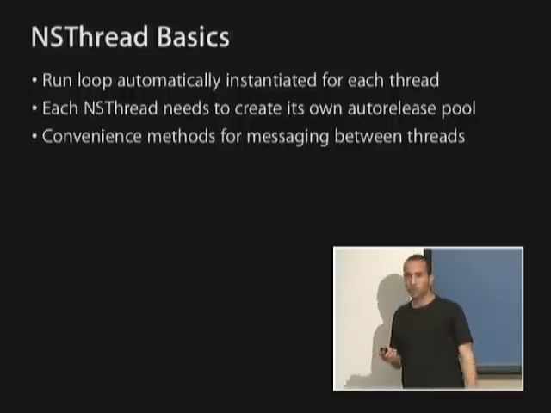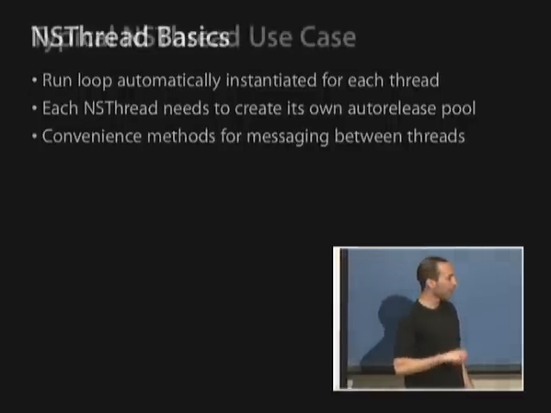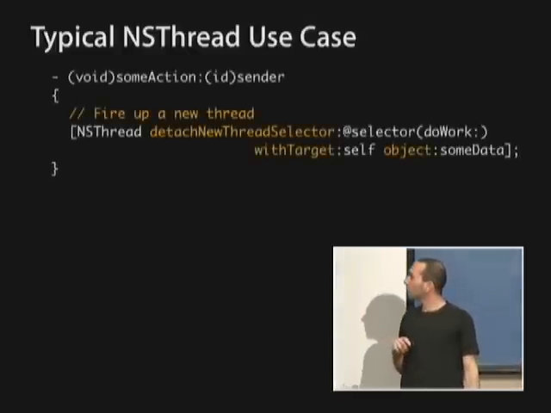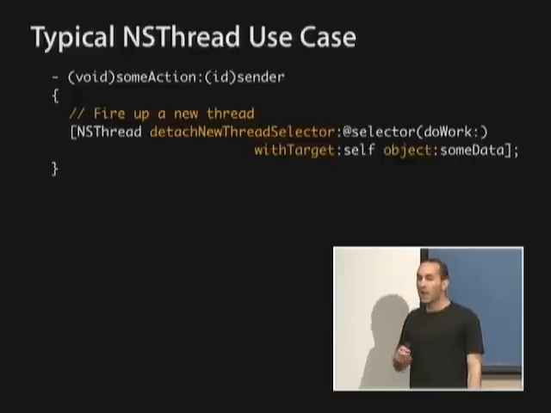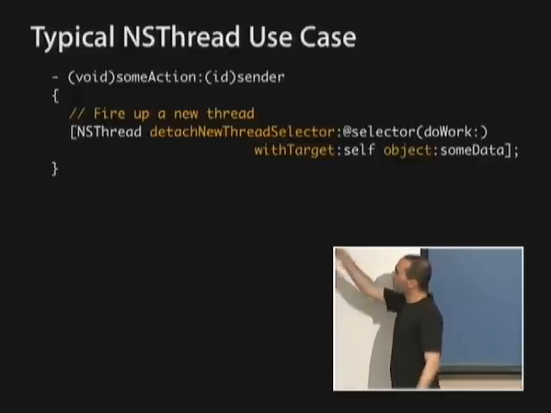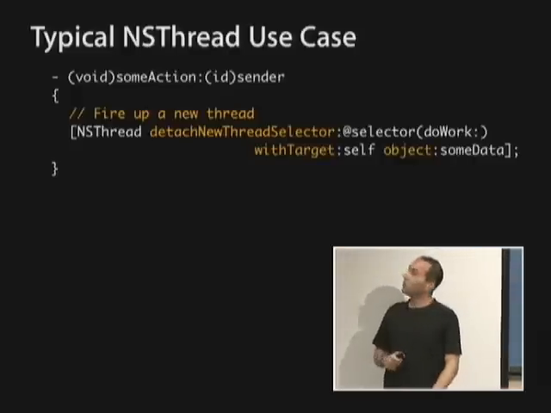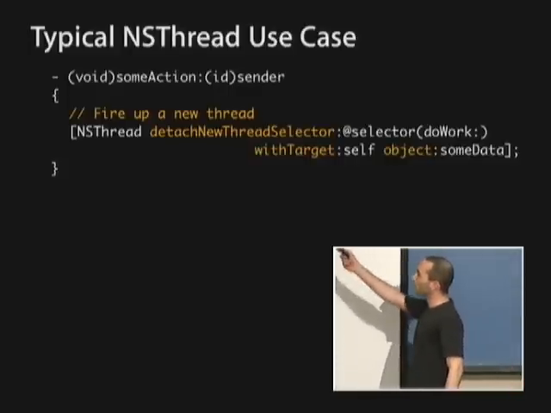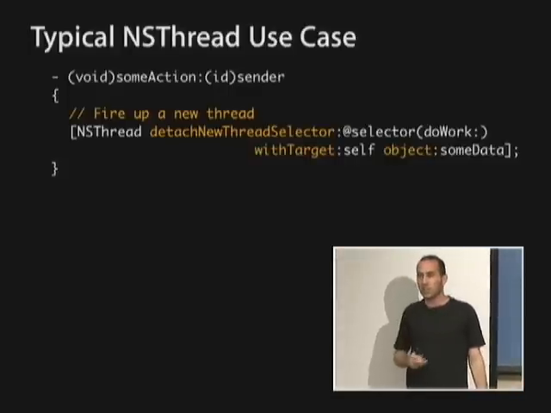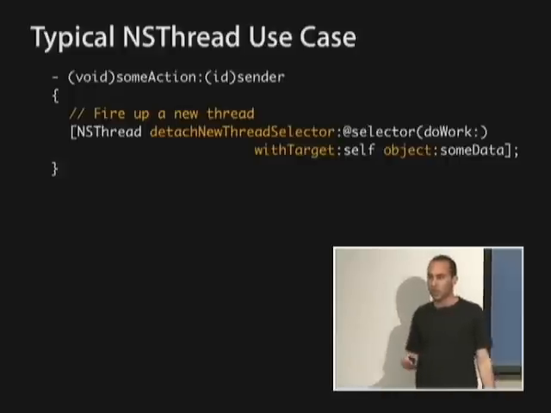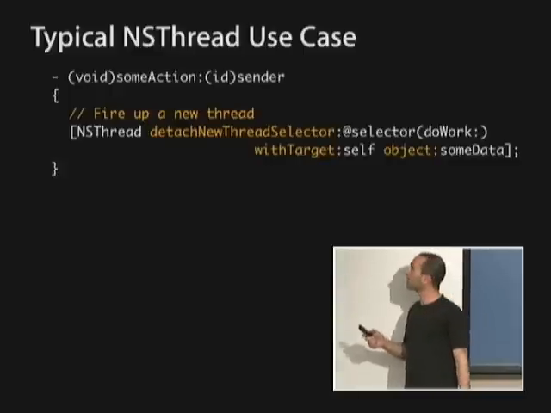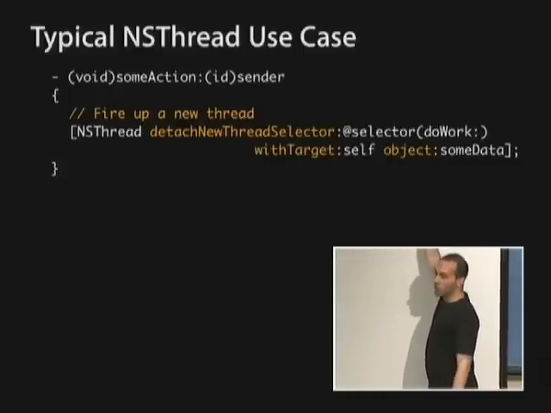And there are convenience methods for sending messages back and forth between different threads, particularly to the main thread, which becomes pretty useful in the case that we're going to get into here. Let's say this is a button hit, and I need to go do something that's expensive, right? So when I hit that button, instead of actually doing the work inside of this action, I launch a thread that goes and does it. And it's just as simple as a target and selector that you send with an object as a parameter.